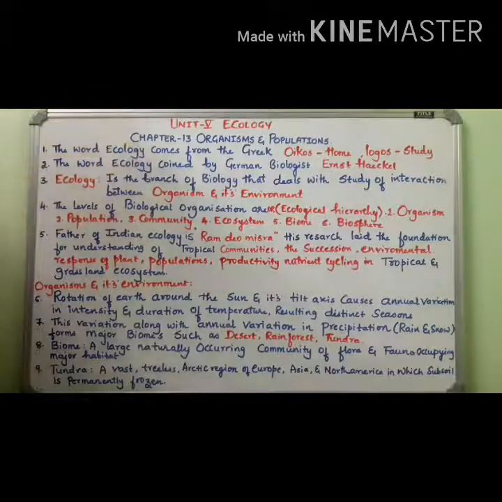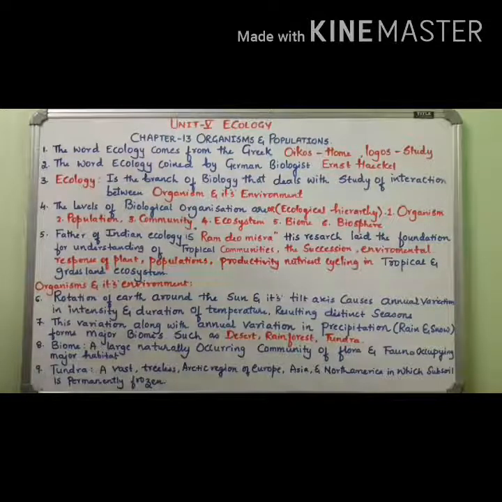Next is community. Community is an interacting group of various species in a common location. For example, we can take a food chain. Here different groups of organisms, or various species, are interacting among themselves for the sake of food. That we call a food chain.